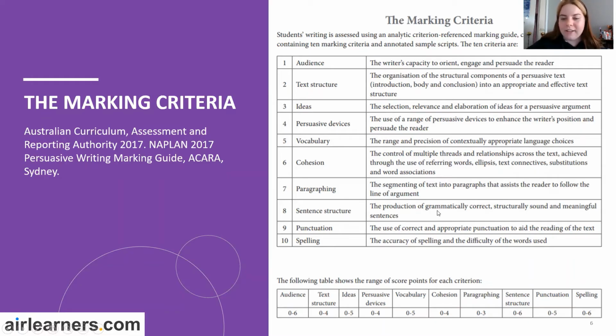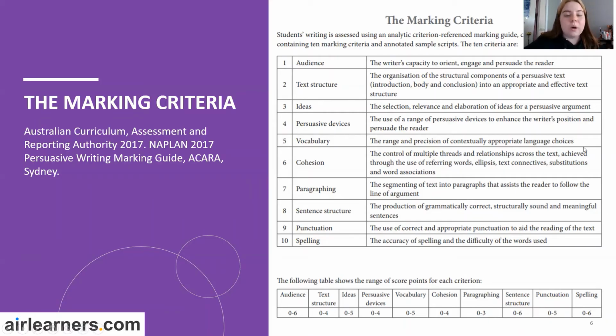Next, we have paragraphing, the segmenting of text into paragraphs that assist the reader to follow the line of argument. Now, it's really important that we do use paragraphs, but if you forget to use a paragraph, that's okay. You can use an asterisk or write the letter P to denote a paragraph in the correct section, of course. If you just go through your text and you're not sure where to put your paragraphs and you just write P randomly, then you're not going to be awarded any points.